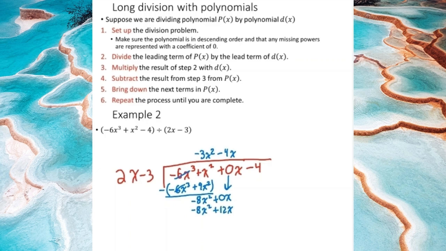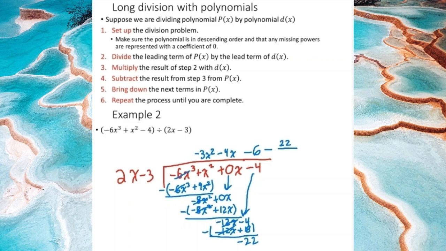Multiply. And we get negative 8x squared plus 12x. Subtract. 8x squareds cancel. 0x minus 12x is negative 12x. Then we'll bring down the negative 4 and repeat one more time. Negative 12x divided by 2x is negative 6. Multiply. You get negative 12x plus 18. Subtract. Negative 12x's cancel. Negative 4 minus 18 is negative 22.